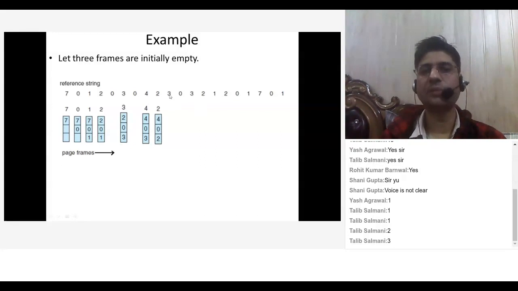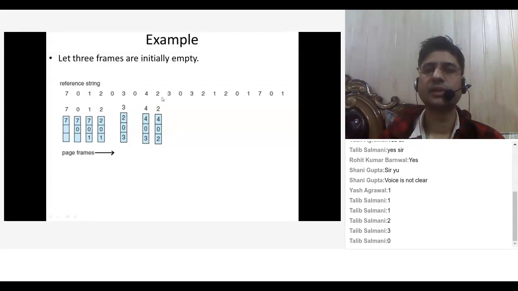Now we are getting a page fault for 3. Which page you will replace? Look into the backward. You have recently used 2 and 4. So which page you will replace? बताइए. 0. Exactly. Now again we are getting a page fault for 0.